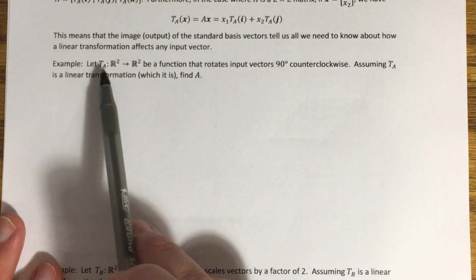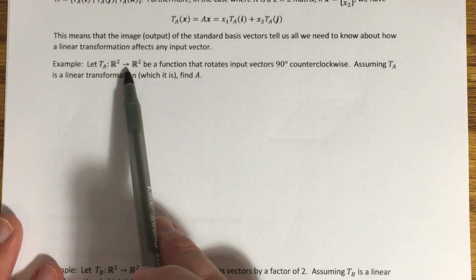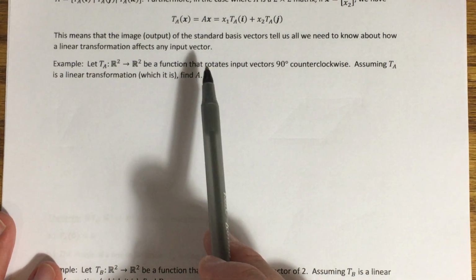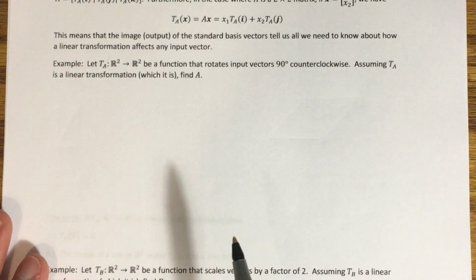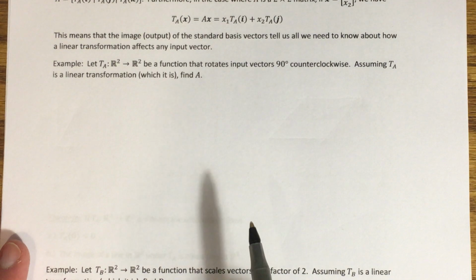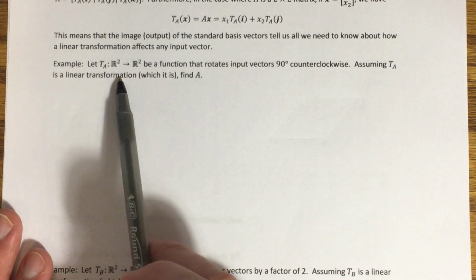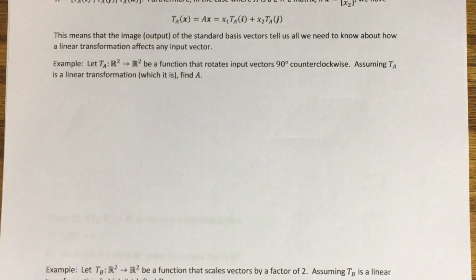I'm going to say that we have this linear transformation that maps R2 into R2. And it's going to be a function that takes input vectors and rotates them 90 degrees counterclockwise. Okay, and if we can assume that T_A is a linear transformation, which it is, we're going to take that fact for granted here. I want to find the matrix A.